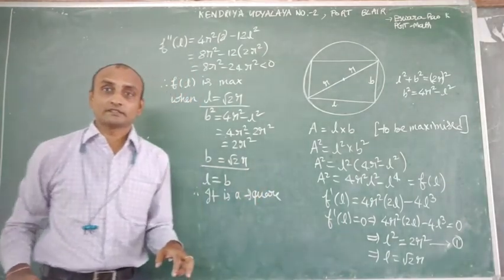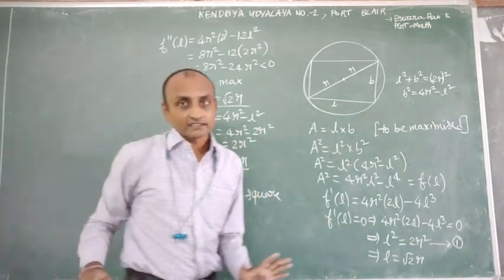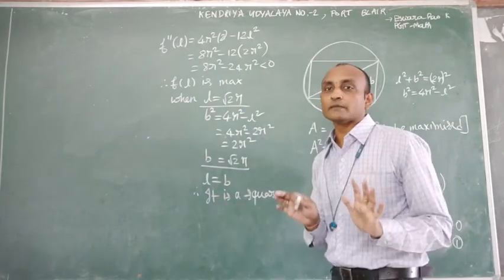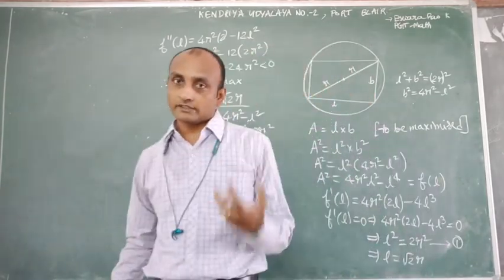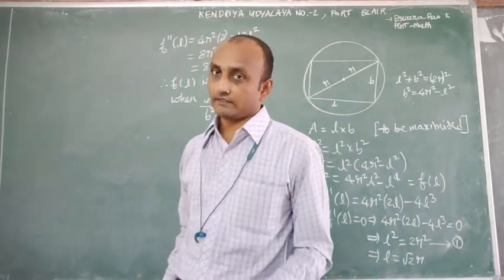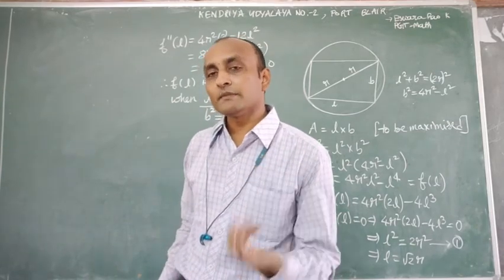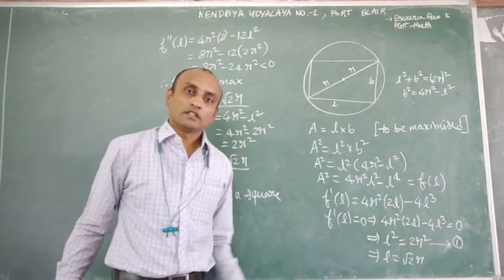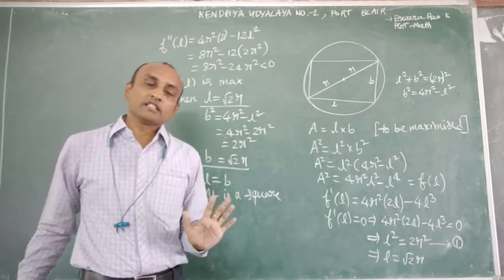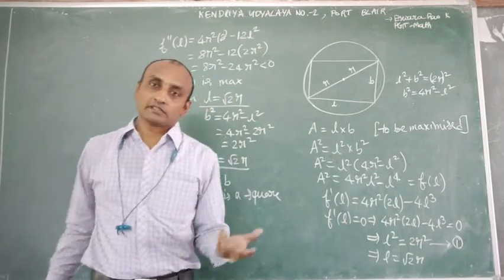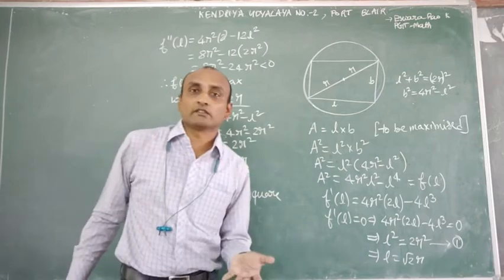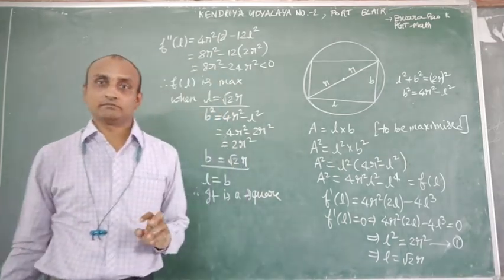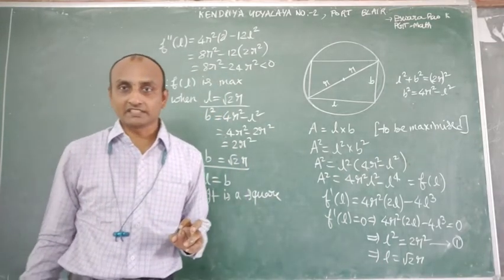Do you understand? Here they asked us to prove length and breadth are equal. They did not ask us to find the dimensions of the square. If they asked us to find the dimensions of the square, directly you can write the dimensions of the square as root 2 R. They asked us to prove the length and breadth are equal, so that the rectangle becomes a square and the area becomes maximum. Hope you got it. The next question.